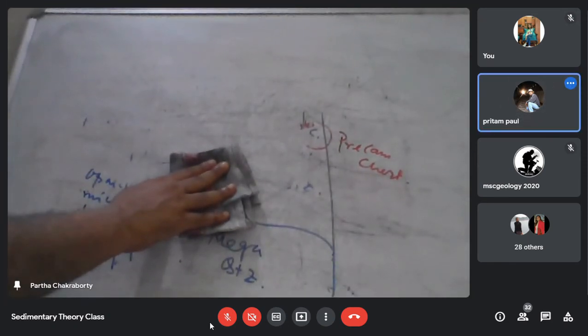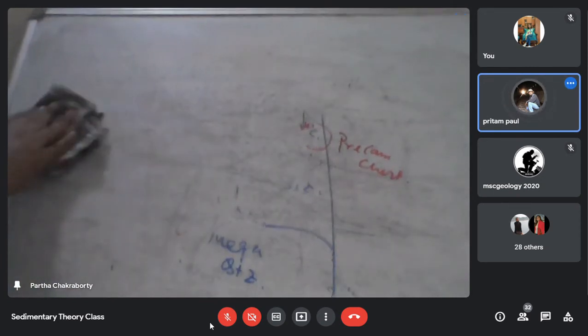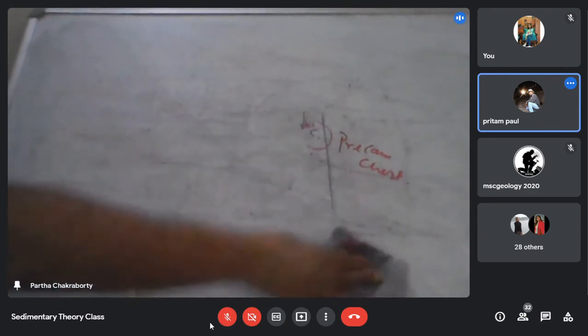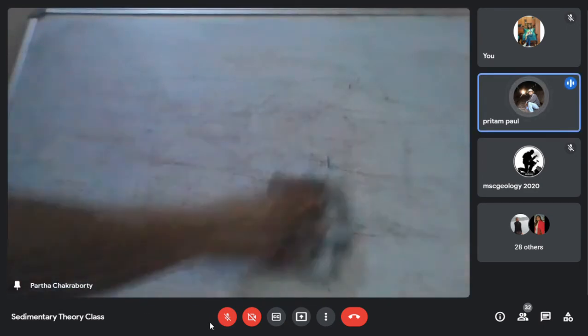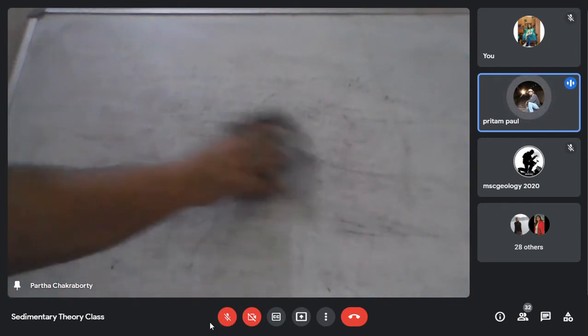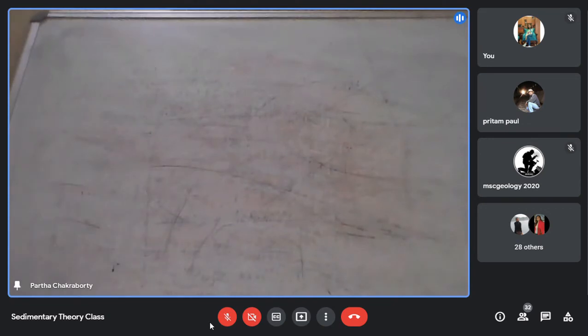Sir, I have a little confusion or a question. The solubility of silica is a function of pH and temperature. Is there any possibility that both functions are working together, or are they working separately? Yeah, we do not know. In the Precambrian, they can be operating together also. We do not know.